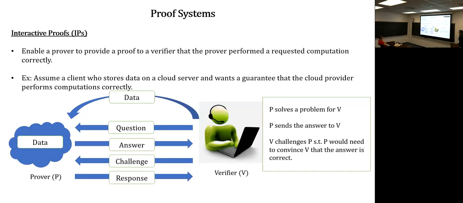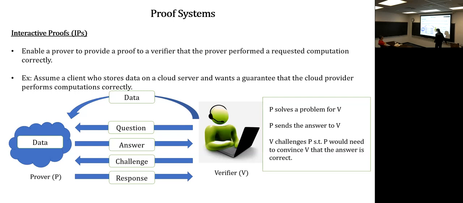Okay, so proof systems. We will start first with interactive proofs. Interactive proofs enable a prover to prove to a verifier that the prover has performed a requested computation correctly. For instance, we can assume the following scenario. Let's assume a client who stores some data on a cloud server and wants a guarantee that the cloud provider performs particular computations requested by the client correctly.